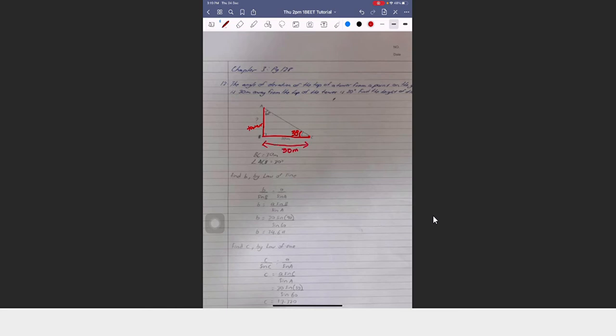So basically what you want is to find the height of the tower. The question asks you to find the height of the tower. So the diagram is correct here. From the diagram, you want to find what is AB. So this is what we want, the length AB.